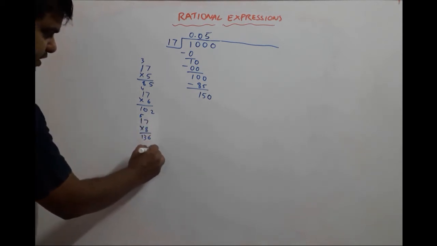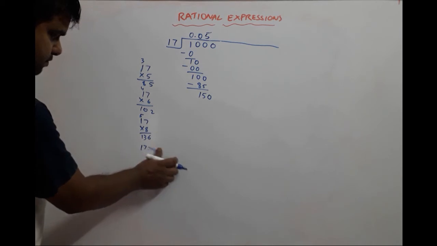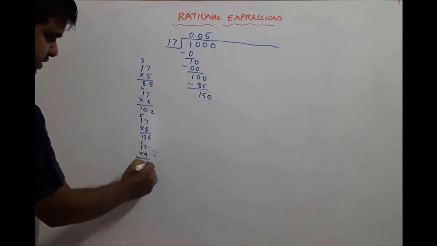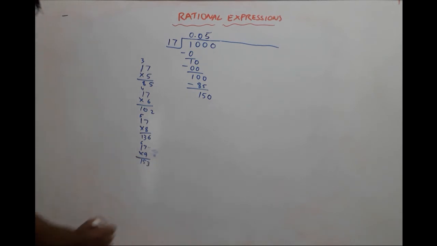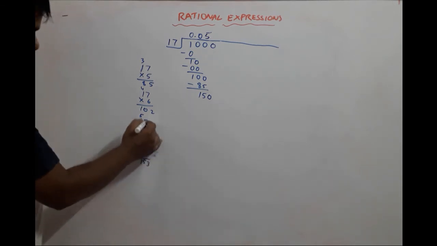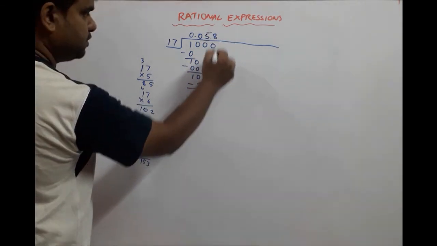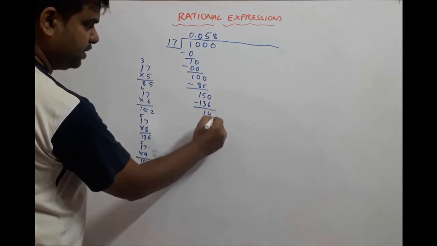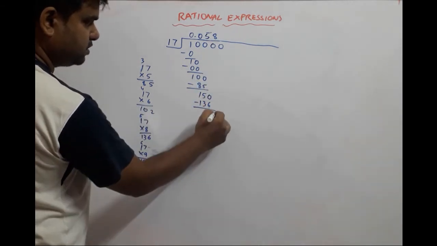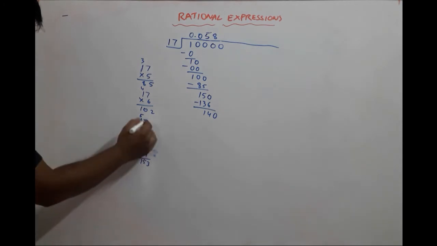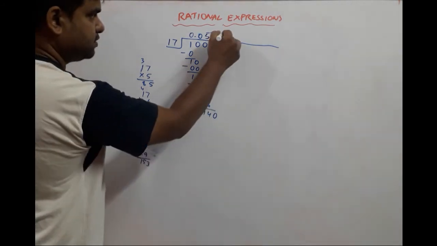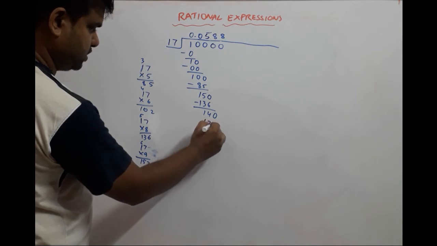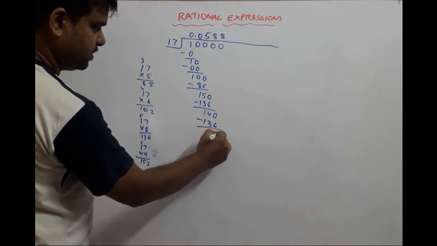And what is 17 into 9? 9 sevens are 63, 15. So definitely 17 into 8. 17 into 8 gives us 136. We are left with 14. Put a 0, bring a 0 down. Again we can use 17 into 8, and we put 136 over here. We are left with 4.